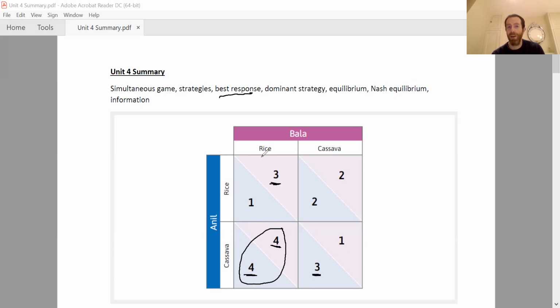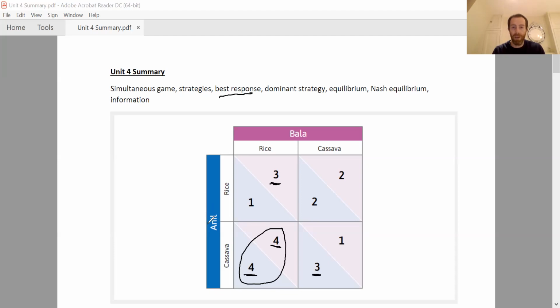For Anil to play cassava, Bala to play rice, because in that case, neither of them would want to change their mind. Neither of them would want to do something else. So that's what we mean by a Nash equilibrium. And another concept we can use to think about what players would do is the idea of a dominant strategy. What we mean by a dominant strategy is a strategy where the player wants to do that thing regardless of what the other person does, right?